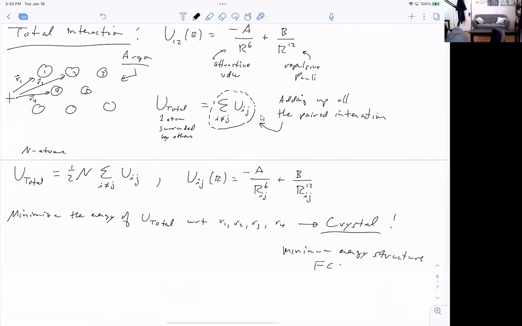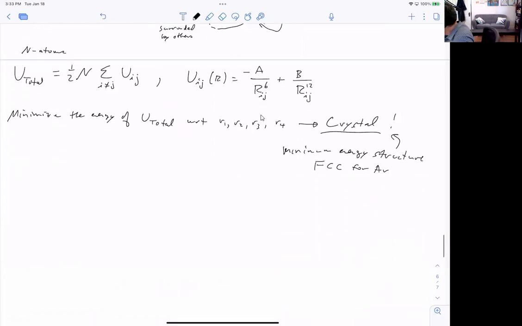And it's a certain kind of crystal. We call it an FCC crystal for argon. But there are other types of crystals too, and we'll talk about the different types of crystals in another lecture, not today. Today we're just talking about how crystals form. And so that's van der Waals bonding.